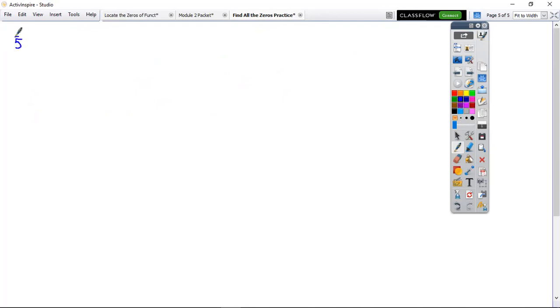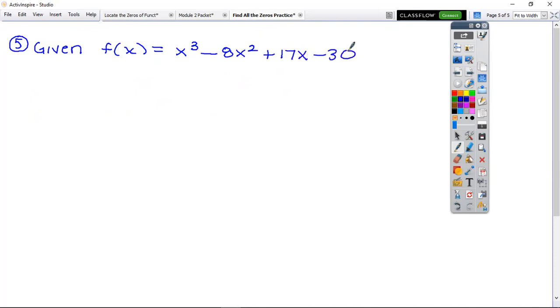So I would like you to say, given f of x first, this is going to be equal to x cubed minus 8x squared plus 17x minus 30. I want a list of all possible rational roots and then find them all. So all possible rational roots. And then we're going to find them all.